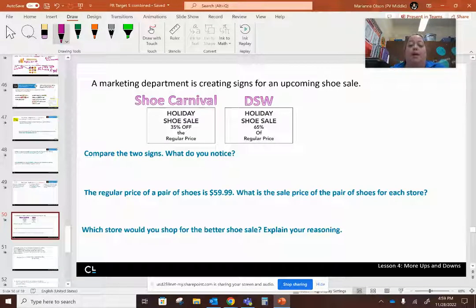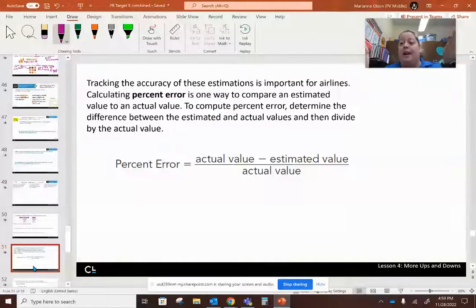Which store gives you the better price based off of a pair of shoes that's $59.99? And then which store ultimately would you shop at? And then explain why. All right, so do that on your own and get that checked. And we're going to actually, this part of this lesson is going to move on to percent error.